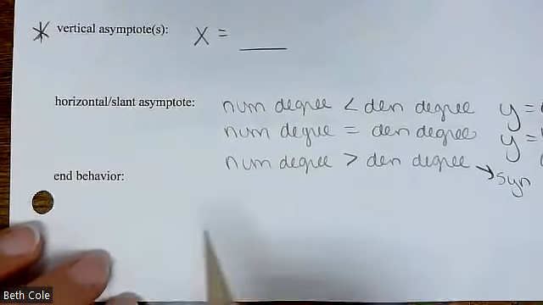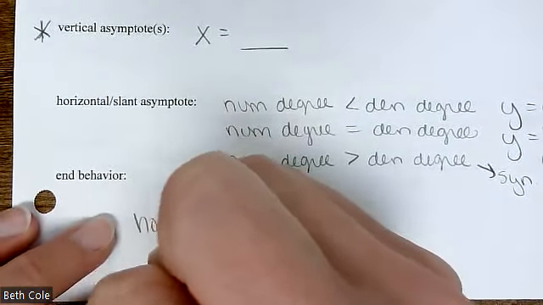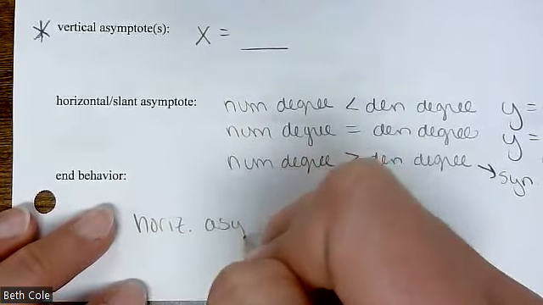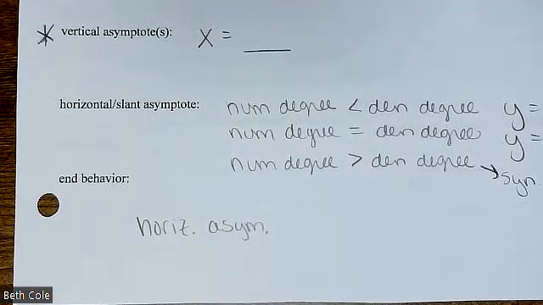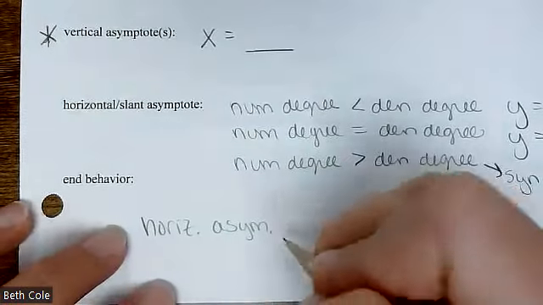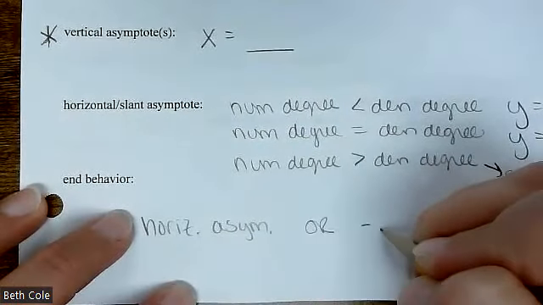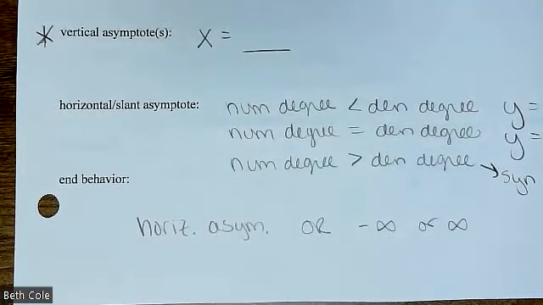All right, and then your end behavior, it's either going to be the horizontal asymptote, if there is one, because if that's where it levels off left to right, that's where it's going to head, all right? So it's the horizontal asymptote, or if it's a slant asymptote, it would be positive or negative infinity because it's going to go up or down. So horizontal asymptote or negative infinity or positive infinity. It can't be any other thing. It's either going to level off or go up or down.